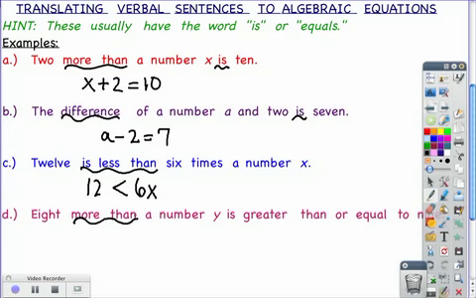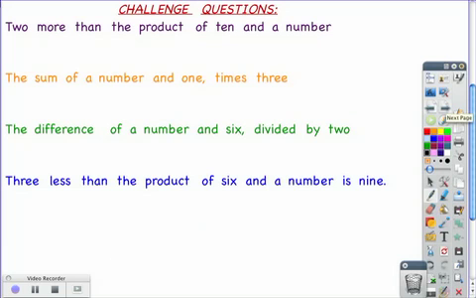Challenge questions. Pause the screen if you'd like to try these on your own and resume when you're ready. 2 more than the product of 10 and a number. Well, on this slide, since the variables are not defined for us, I'm going to say that let x equal the unknown number, and we'll say that that's true for all 4 of these questions. More than is addition, product is multiplication, so I take the product of 10 and a number, and I'm adding 2 to that.